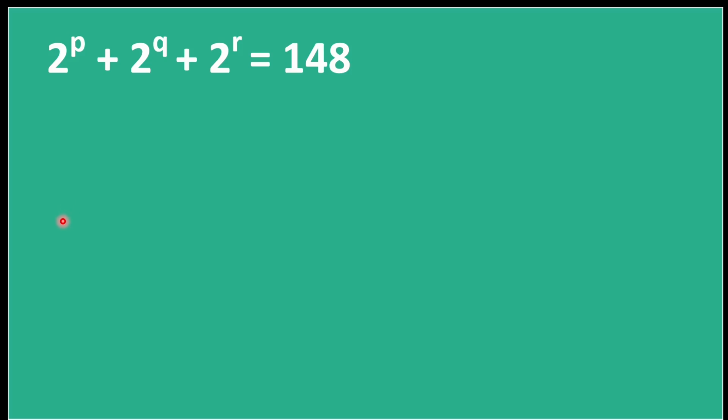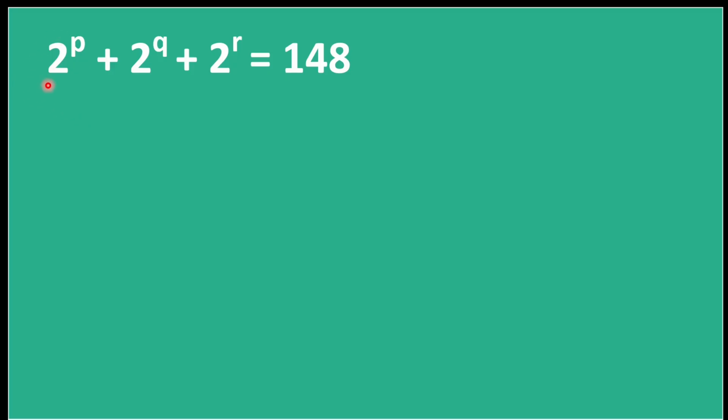Hello everyone. We have this question: 2^p + 2^q + 2^r = 148, and we have to solve this question for the values of p, q and r. So let's start the solution of this question.